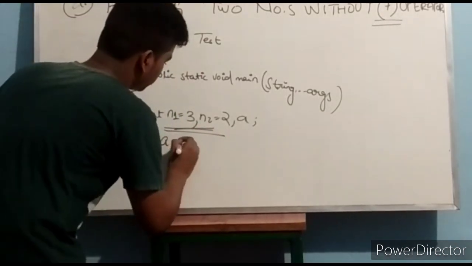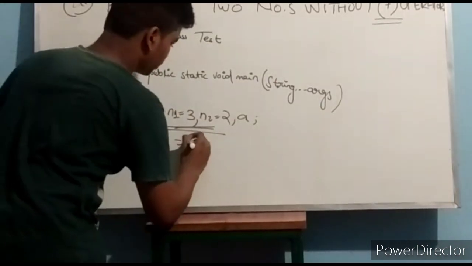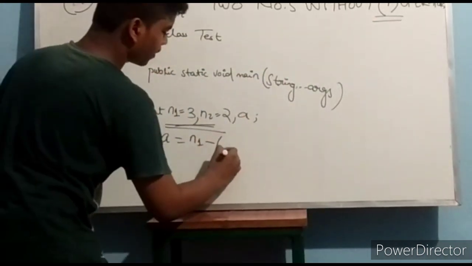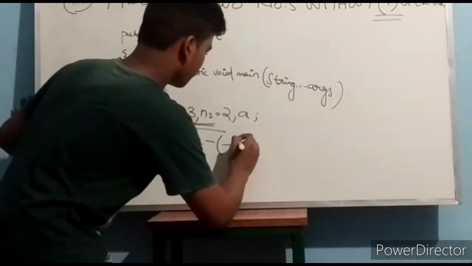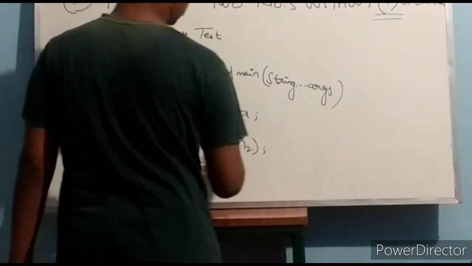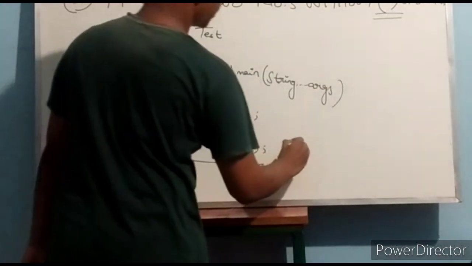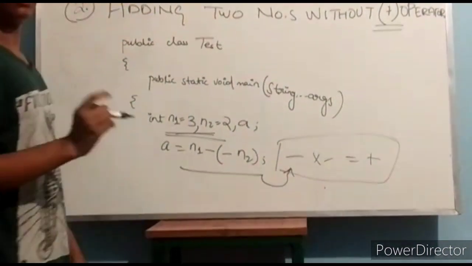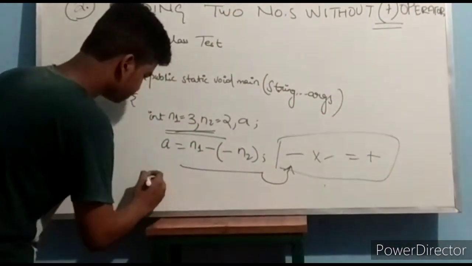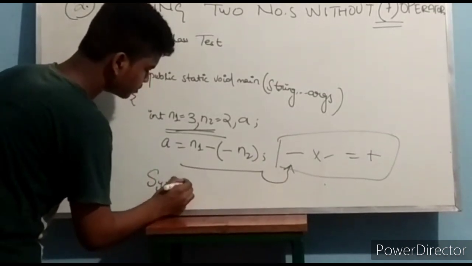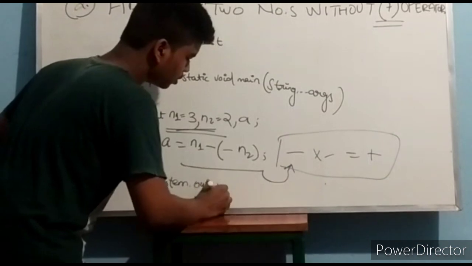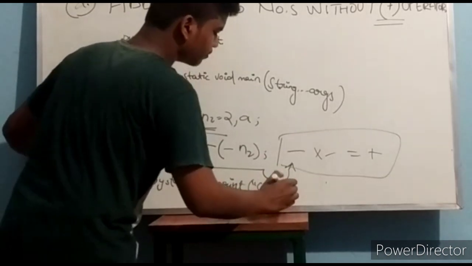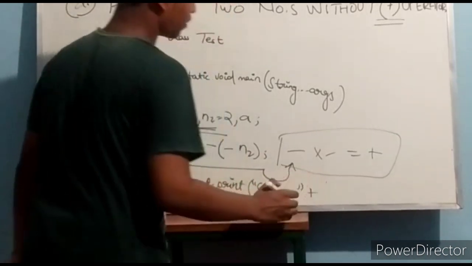So now let's do the trick. a equals n1, remember we are not going to use plus, minus bracket minus and 2. Here this rule is applied: minus into minus is equal to plus. Now let's print the sum. System dot out dot print sum equals plus a.